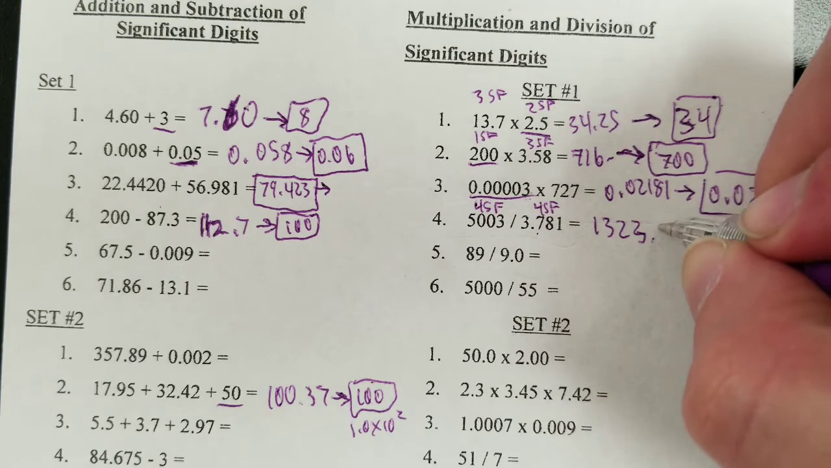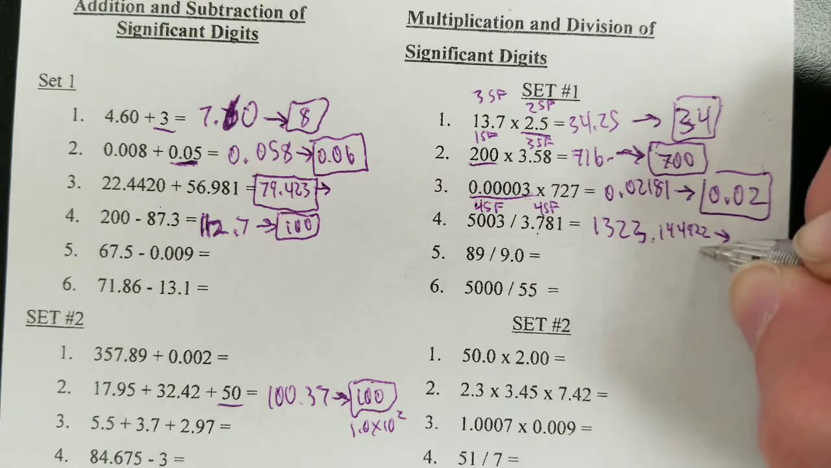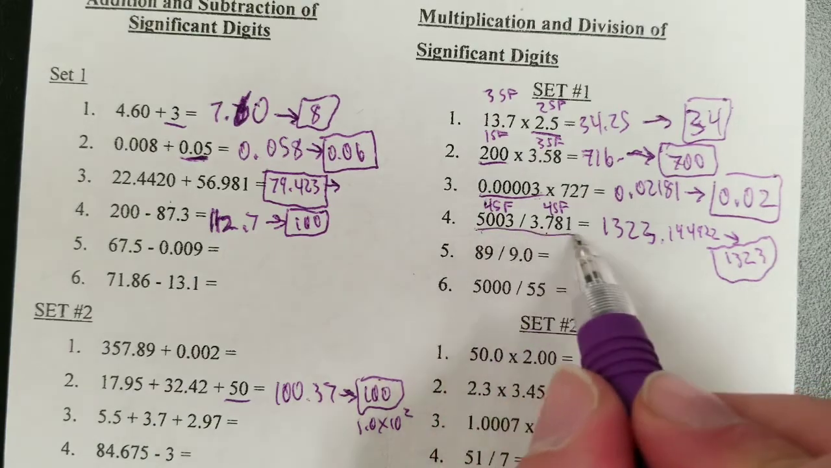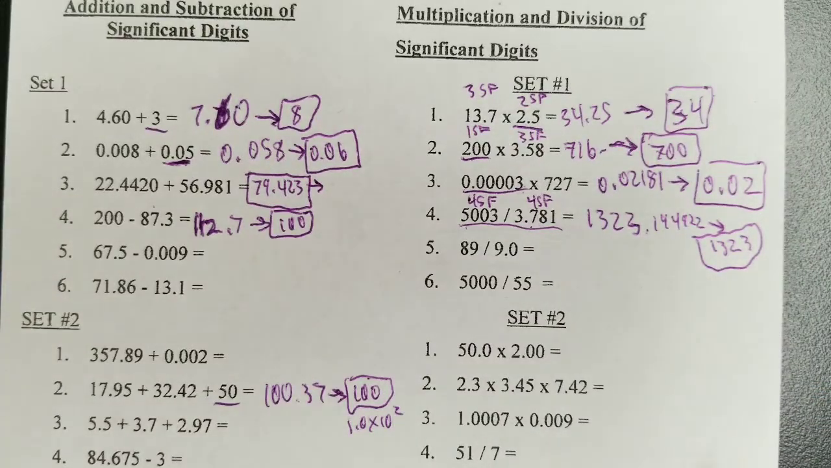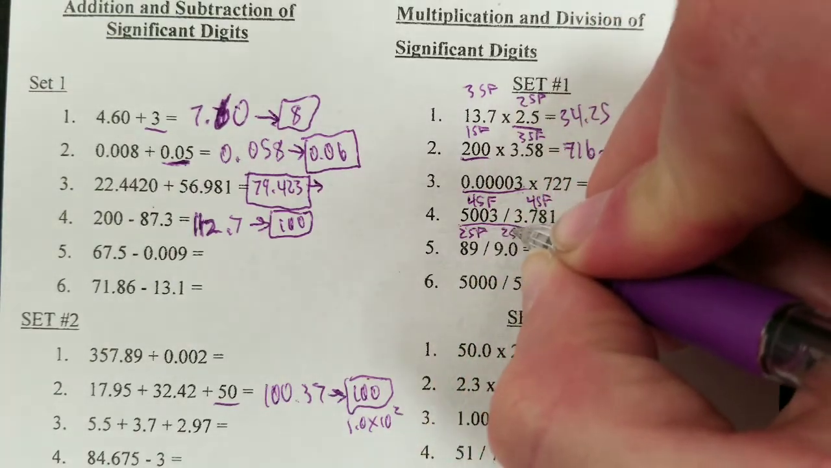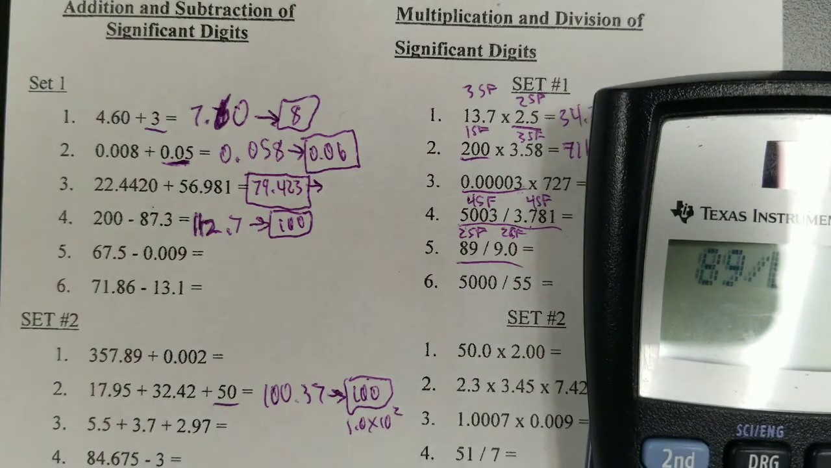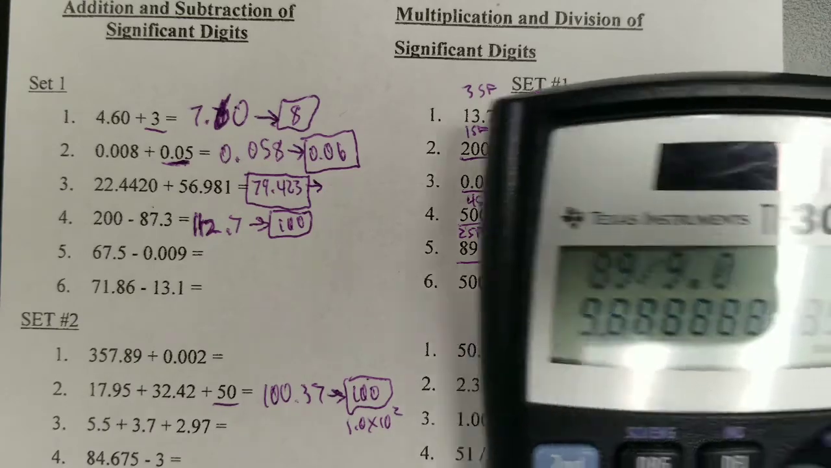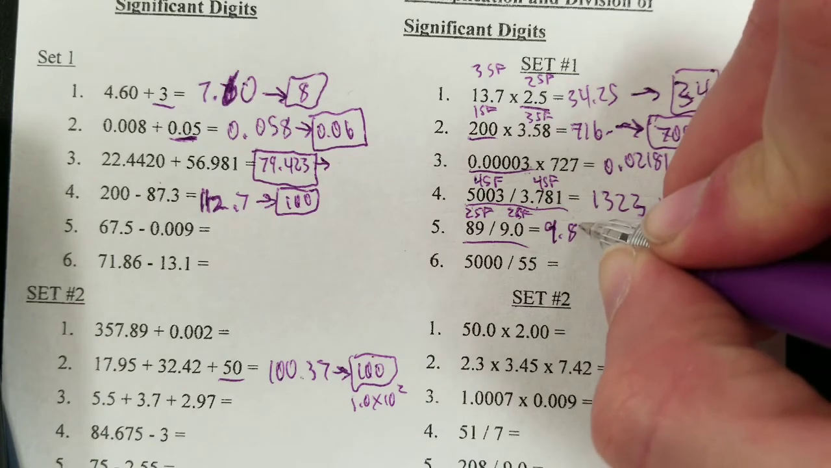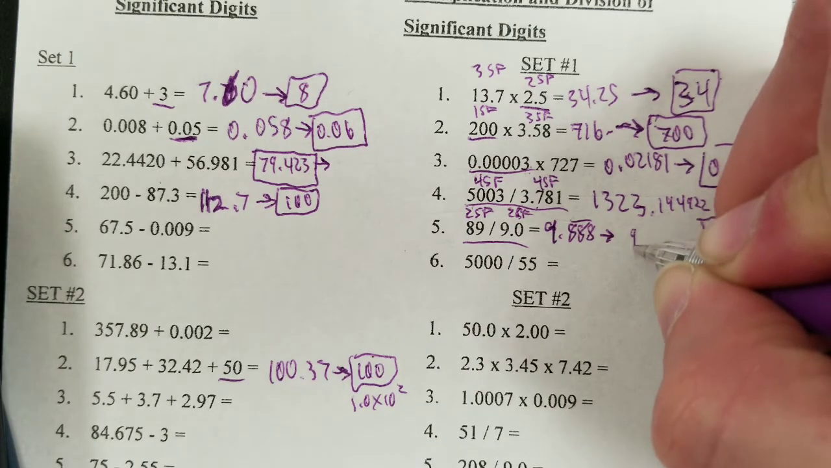Now, I guess I should write the original number, 194,922, and then have an arrow pointing to 1,323, boxed, and underline. It doesn't matter. They both say 4 sig figs, so I can just underline both of them. They both determine jointly how many sig figs. Same thing here. They both have 2 sig figs, so they're both going to determine how we round. 89 divided by 9.0 is that big giant thing. So that's basically 9.888 repeating, which we're going to round to just 2 sig figs, or 9.9.